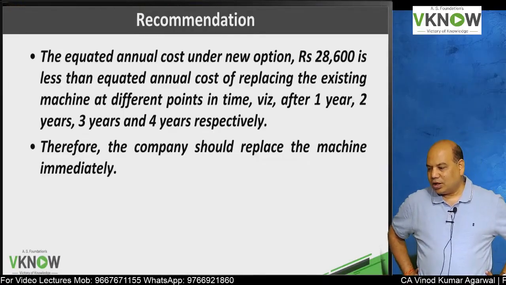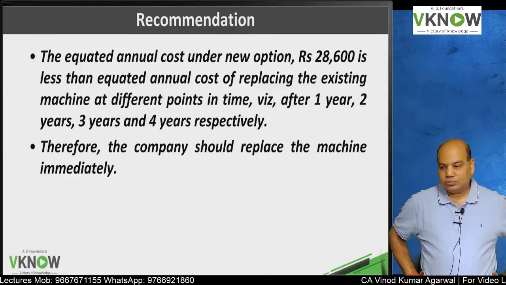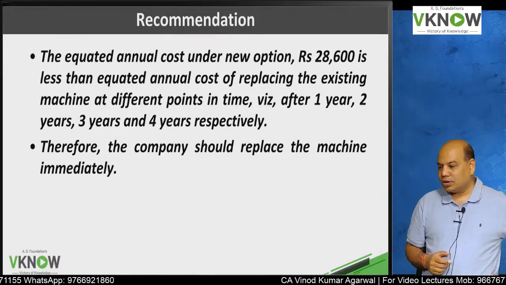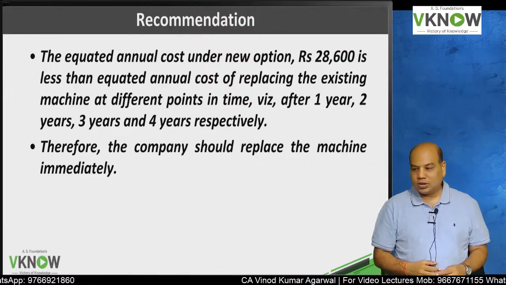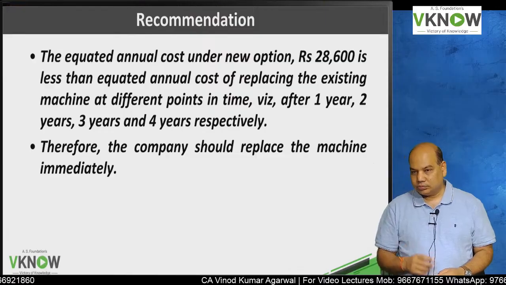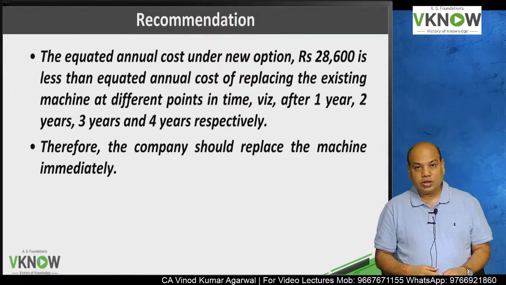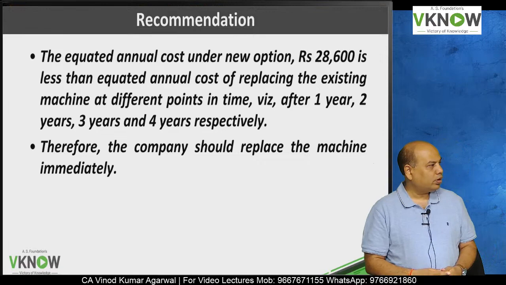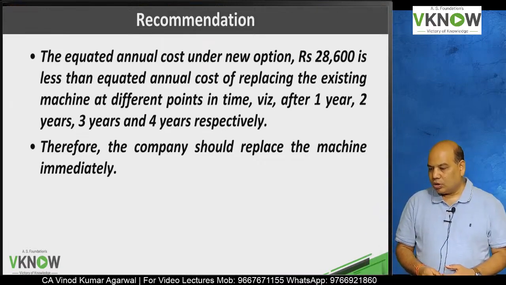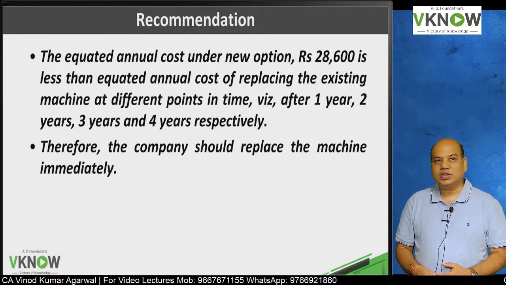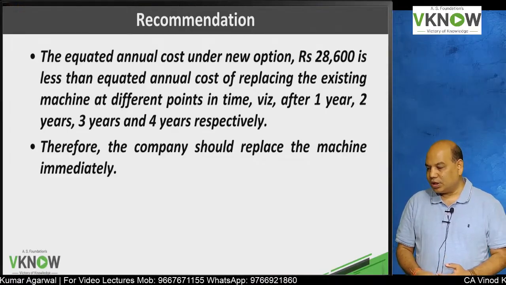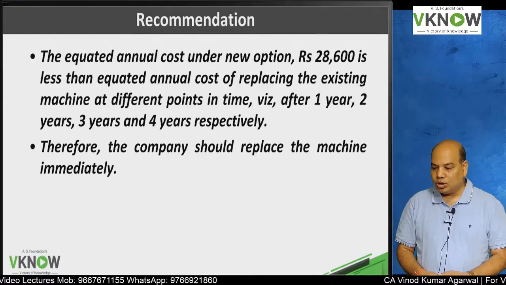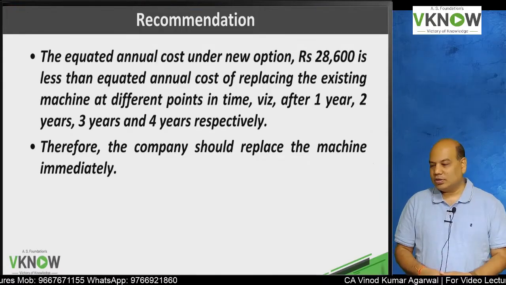recommendation. The equivalent annualized cost under new option is rupees 28,600, which is lower than the equivalent annualized cost of replacing the existing machine at different points in time, namely after 1 year, 2 years, 3 years and 4 years respectively.